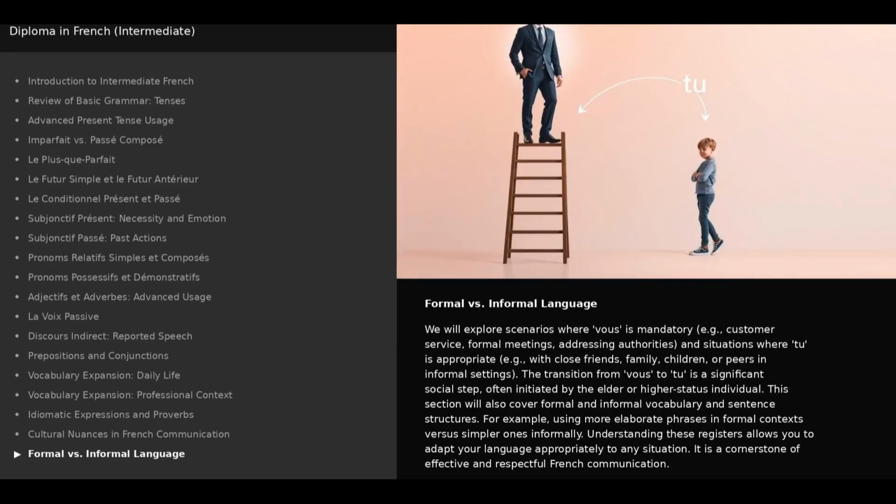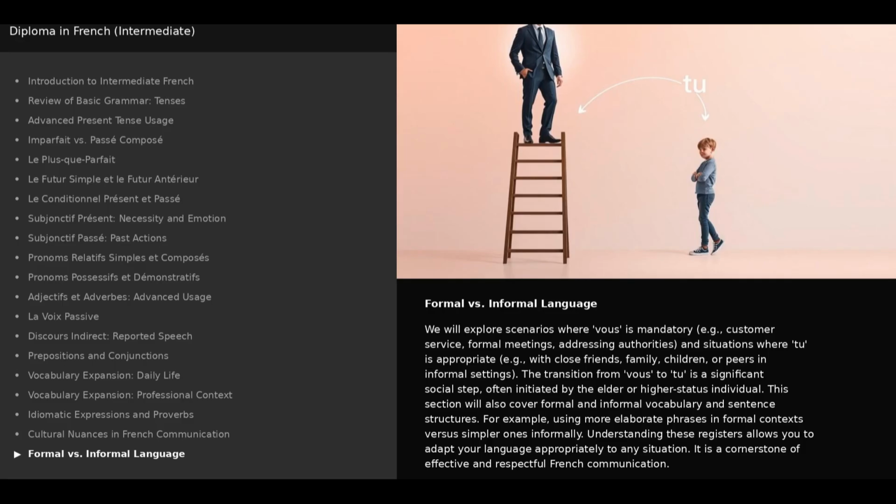We will explore scenarios where vous is mandatory, for example, customer service, formal meetings, addressing authorities, and situations where tu is appropriate, for example, close friends, family, children, or peers in informal settings. The transition from vous to tu is a significant social step, often initiated by the elder or higher status individual. This section will also cover formal and informal vocabulary and sentence structures.